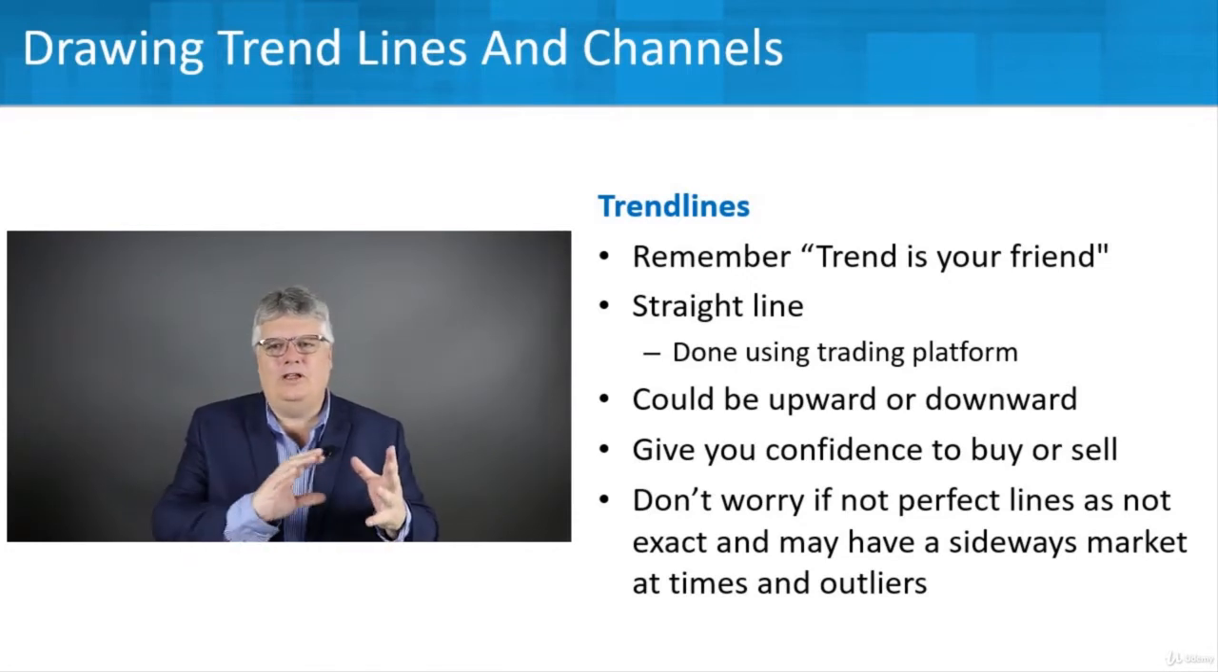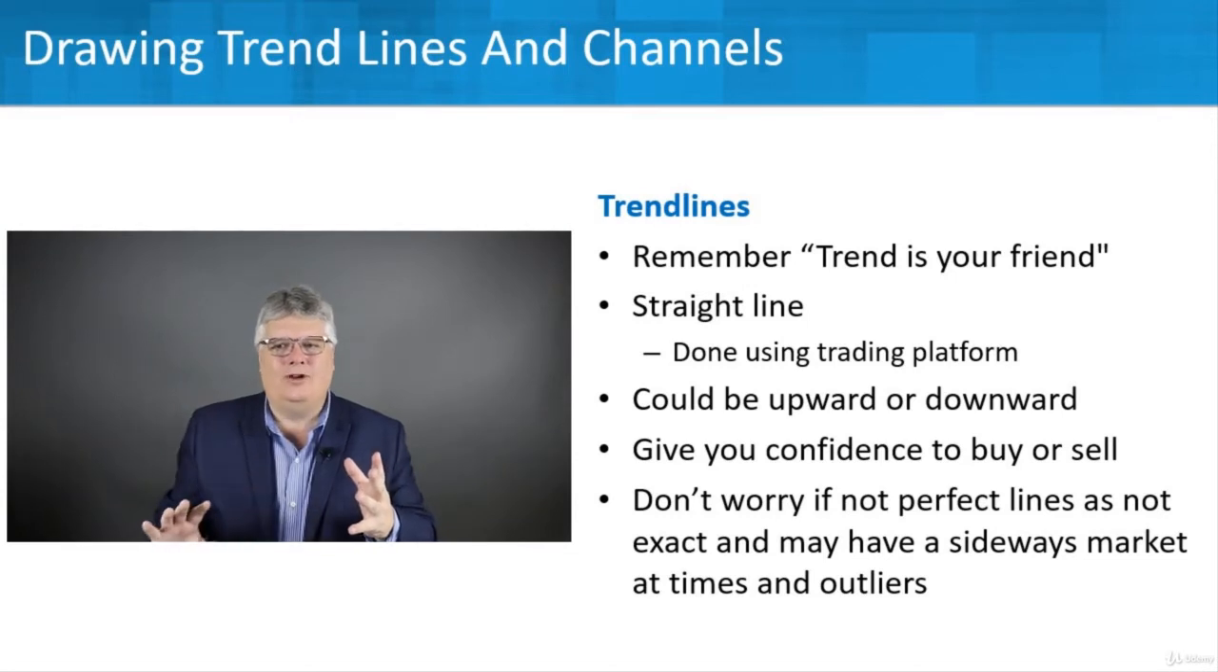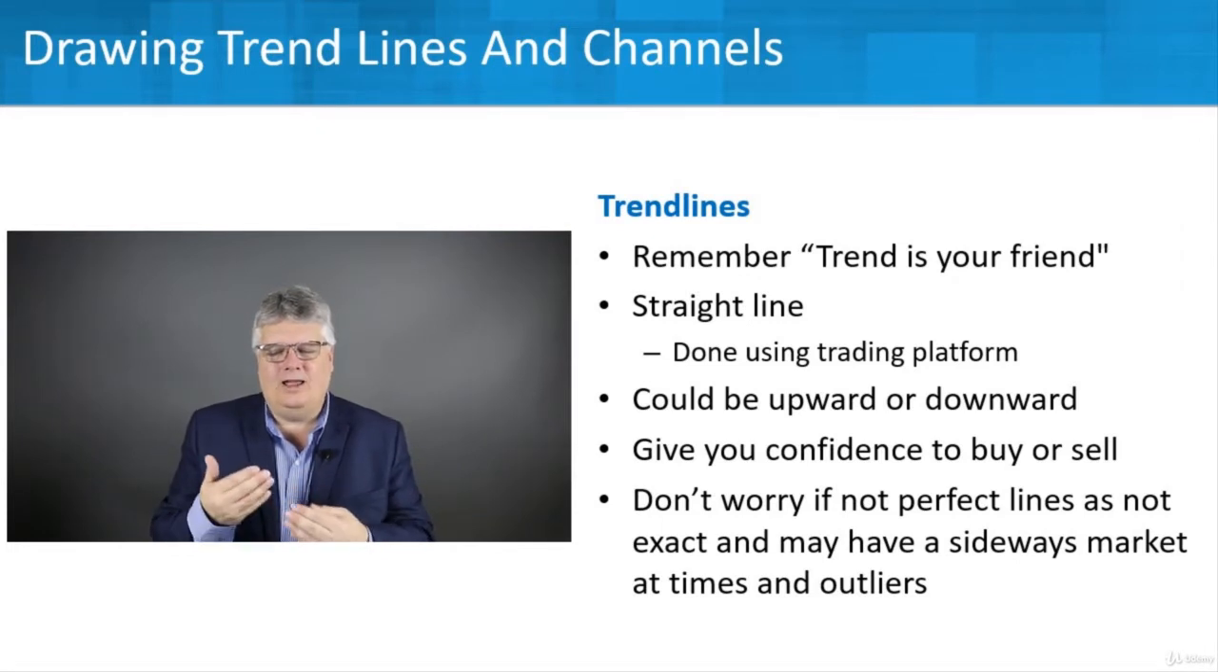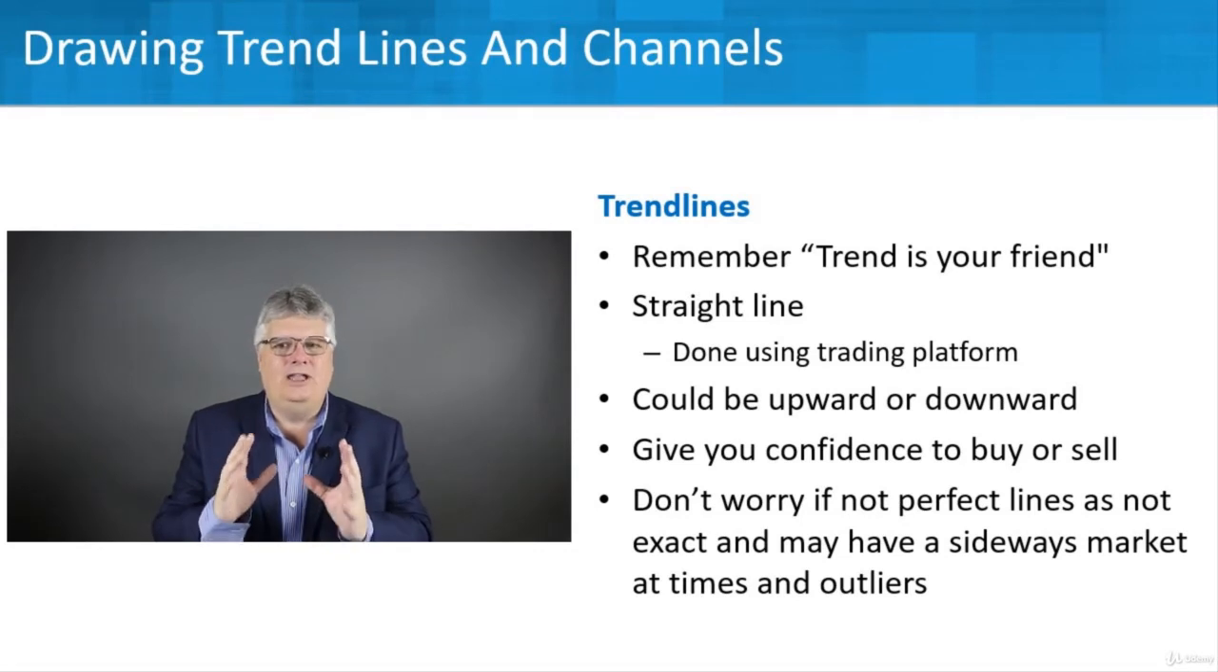And again, trends could be an upward trend or a downward trend. In our trend lines, there will be straight lines either indicating an upward trend or a downward trend. The thing with identifying trends and using trend lines is that it's going to give you more confidence in your buy and sell decisions, because you're now visually showing the trends and you can trade off that.